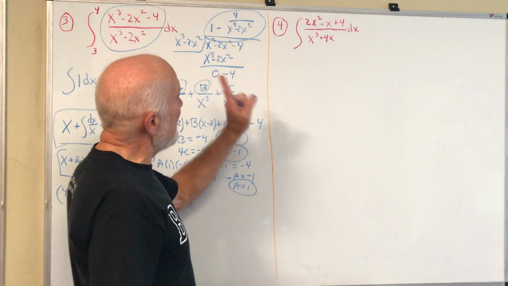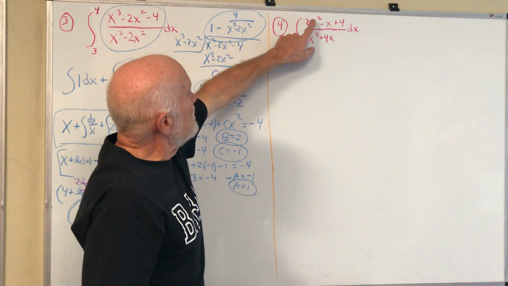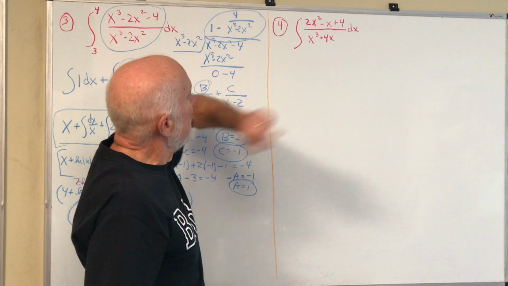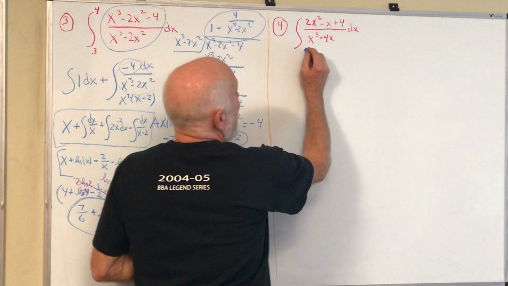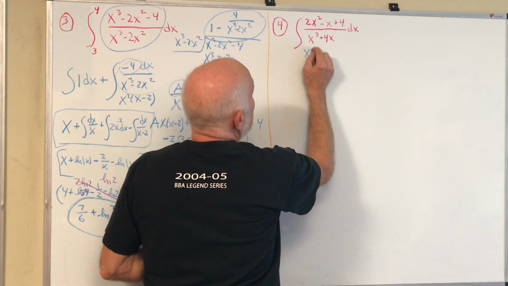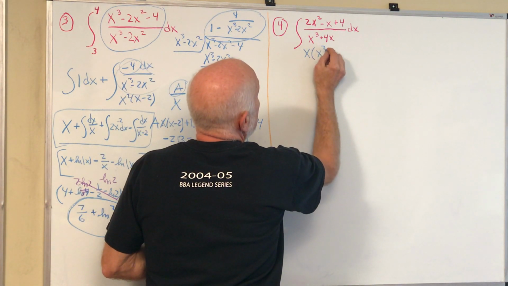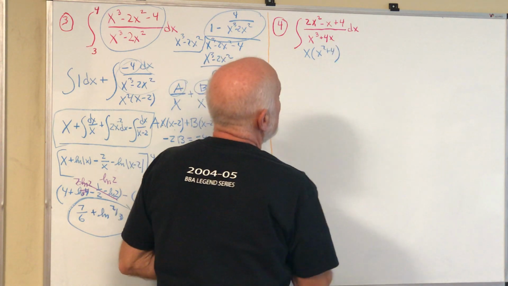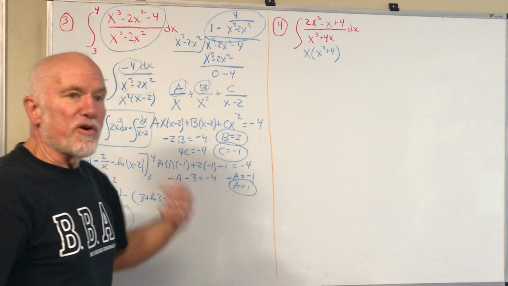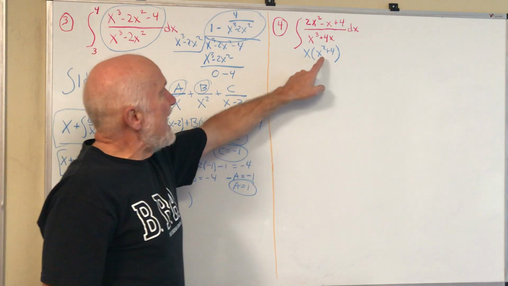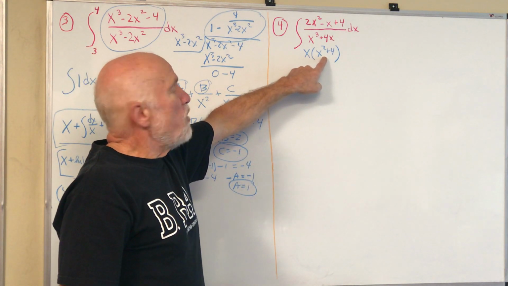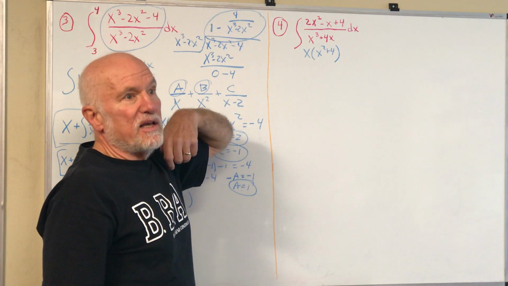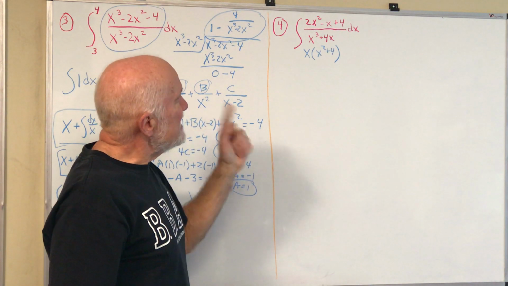Okay, so the last one is back to being proper, x squared, x cubed, so it's proper. The bottom does factor, and you can't factor this any further, so this is a non-reducible quadratic factor. So we have to do something slightly different.